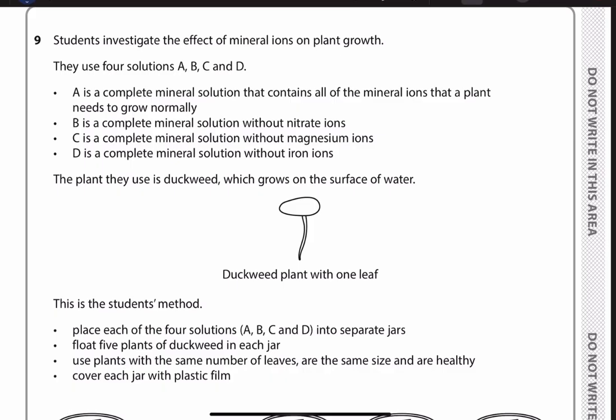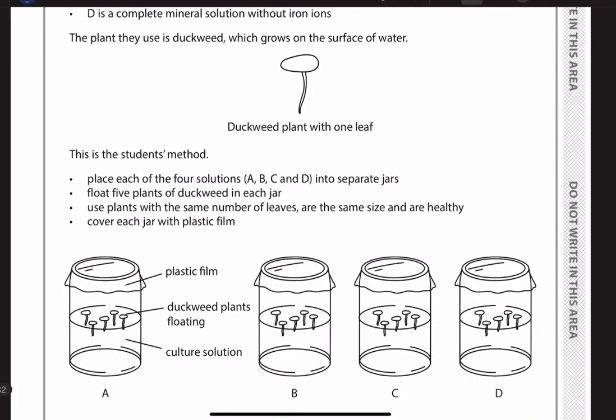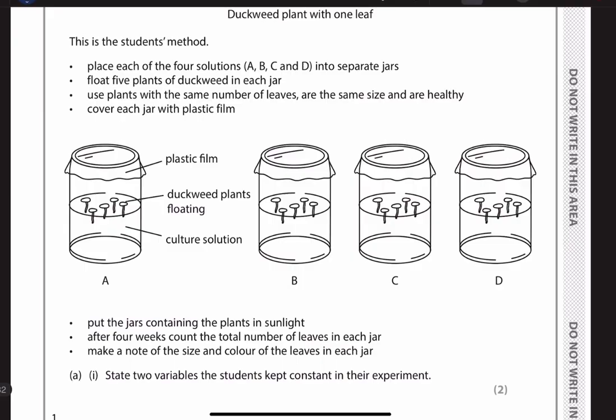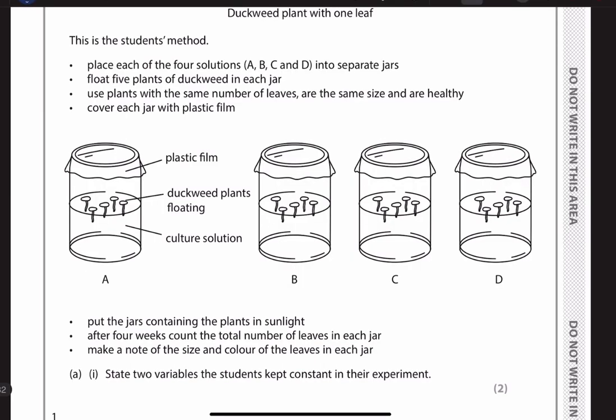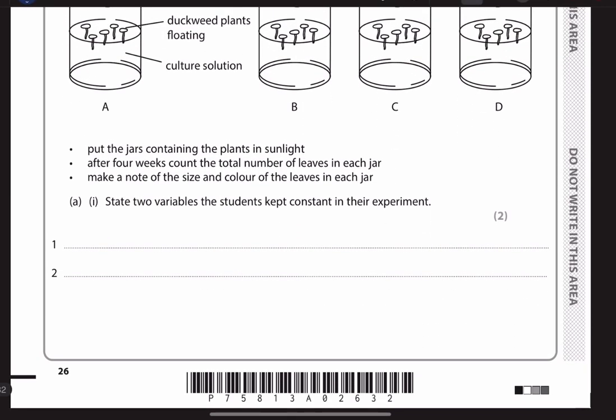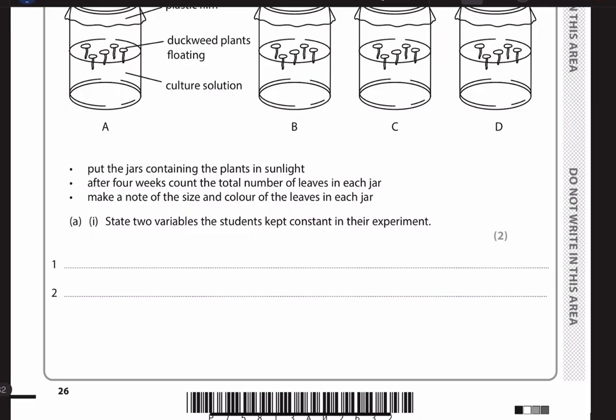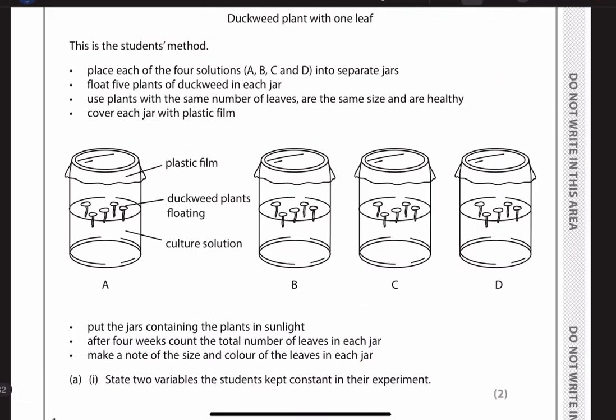And that's the student's method: place each of the 4 solutions in separate jars. Float 5 plants of duckweed in each jar. Use plants with the same number of leaves, same size. Cover each jar with a plastic foam. Put the jars containing the plants in sunlight. After 4 weeks, count the total number of leaves in each jar. Make a note on the size and color of leaves in each jar. Wow, what an experiment. And it wants us to state 2 variables the students kept constant in their experiment.